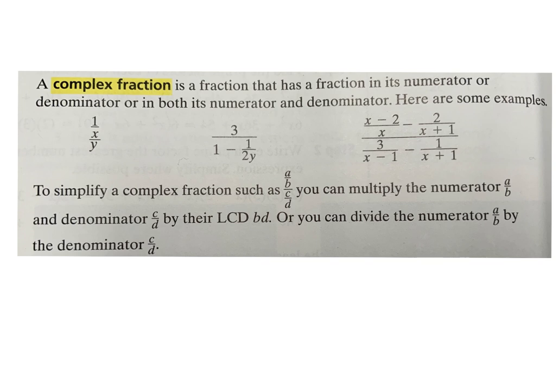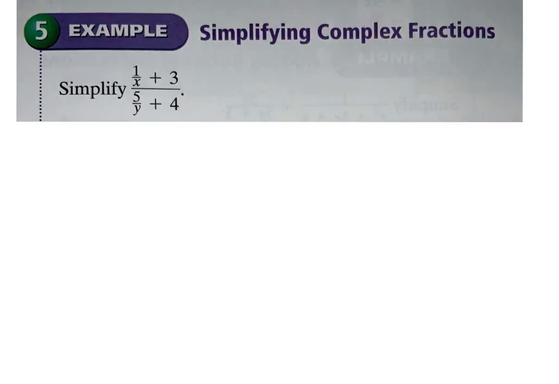And so there's a couple ways to do this. The first way is to simplify the top and then simplify the bottom and then do a keep, change, flip. The other way is to simplify it all at one time. I'm going to show you both methods and then you can do whichever method you prefer. Sometimes one method is easier than another, it just depends. So let's look at this example here. Simplify 1 over x plus 3 over 5 over y plus 4.